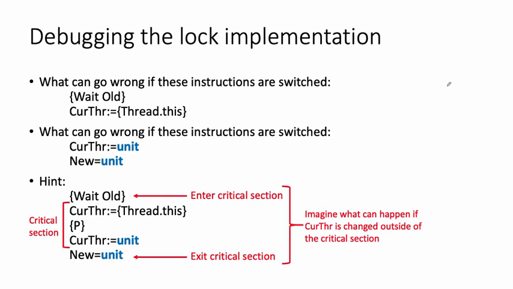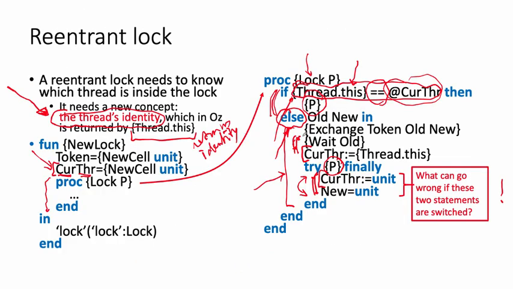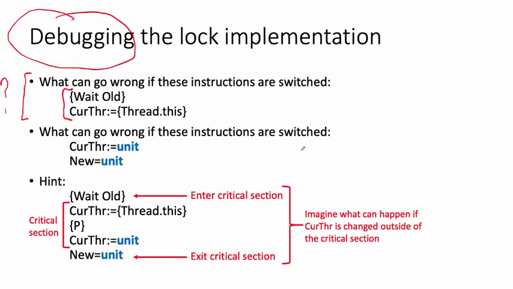So let me talk a little bit about debugging such a subtle implementation. I have a question here. What can go wrong if the wait old and the cur thread assignment are switched? Going to the previous slide, it's this part. It's the coming in. And a second question, what can go wrong if these two instructions are switched? In fact, you are not allowed to switch them. If you switch them, it's a bug.